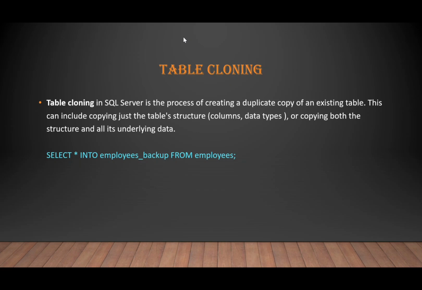We will start with table cloning because when we do the practical for delete, drop and truncate, I do not want to touch my original data. So I will create a duplicate copy of that table and will do the practical in that. So basically, table cloning means creating a duplicate copy of an existing table. Depending on our requirement, we can copy the table's whole structure like the column and data type, and also we can copy the table structure as well as the data which is present inside that table.